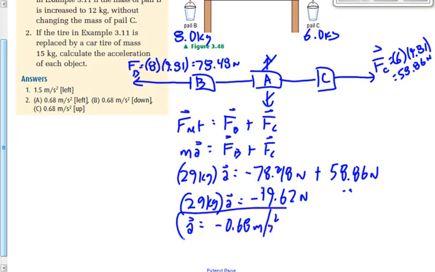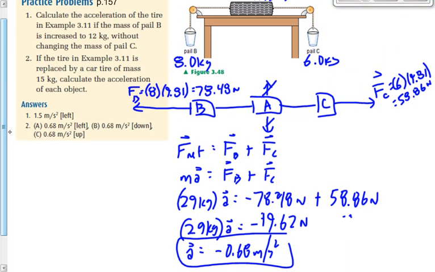Now we're asked in question 2 to find the acceleration of each object. I've just found the acceleration of the system. Put it away and leave it away, okay? I've just found the acceleration of the system. That means that the entire thing is going to the left at 0.68 meters per second squared. That means object B is going downwards at 0.68, object C is going upwards at 0.68, and object A, I should say, is going to the left at 0.68.